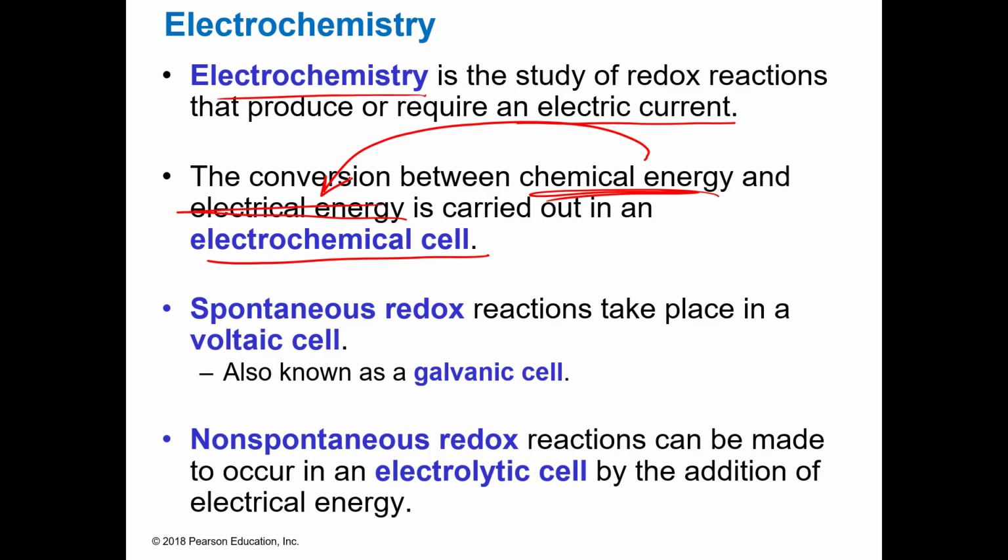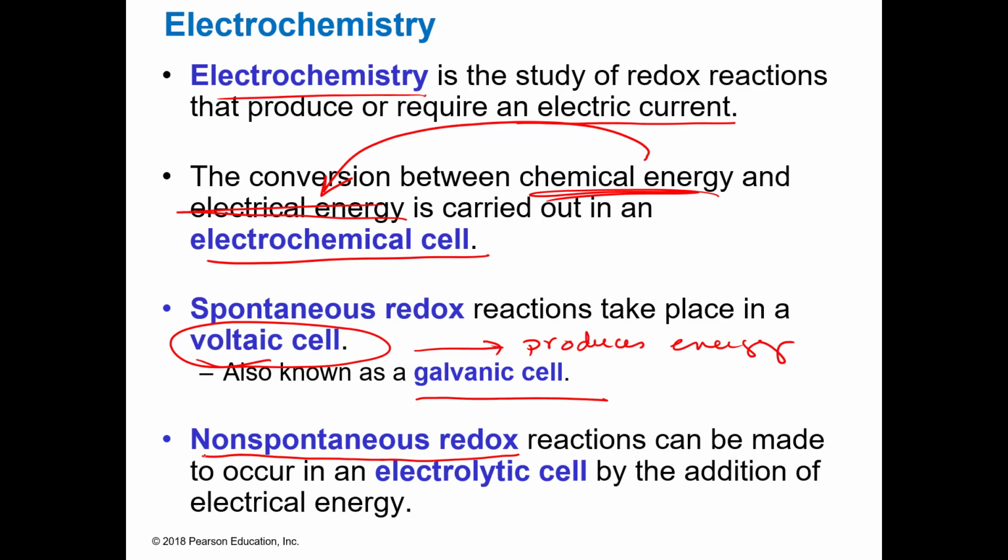Spontaneous redox takes place in what we call a voltaic cell. It's spontaneous and it produces energy. It's also known as a galvanic cell. By moving those electrons across a wire, you're going to be producing electricity. Non-spontaneous redox reactions occur in what we call an electrolytic cell, and we have to add electrical energy to the electrolytic cell.